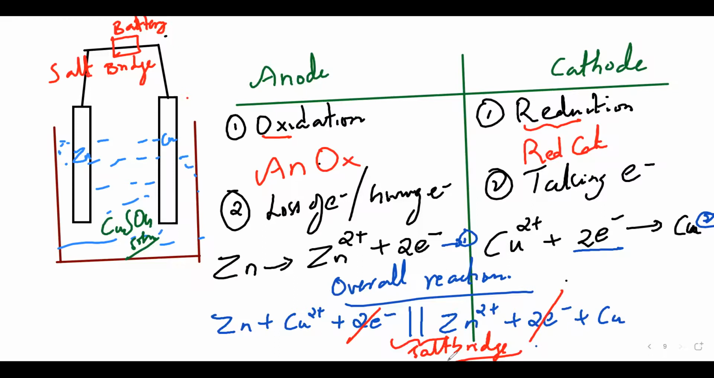Which promotes the conductivity inside a battery. So the overall reaction is what? Zn plus Cu2+ gives Zn2+ plus Cu. That's all. So we have to remember what is anode, what is cathode. Anode is oxidation, cathode is reduction. That's it.